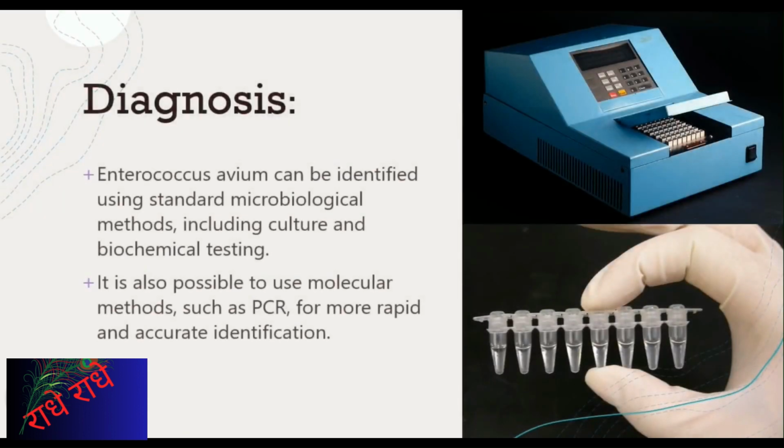The standard method for identifying Enterococcus avium is through culture and biochemical testing. For more precise and timely diagnosis, molecular methods such as PCR can be used to achieve a more accurate result.